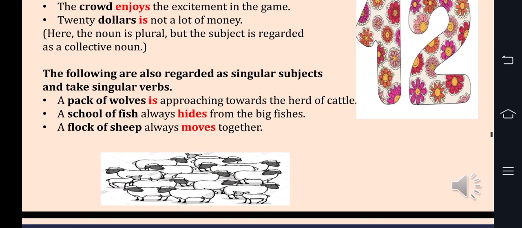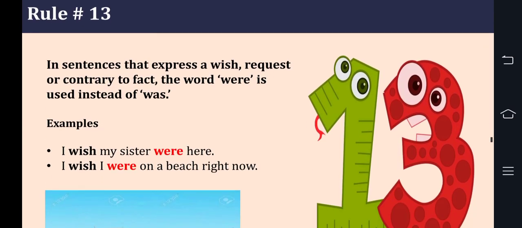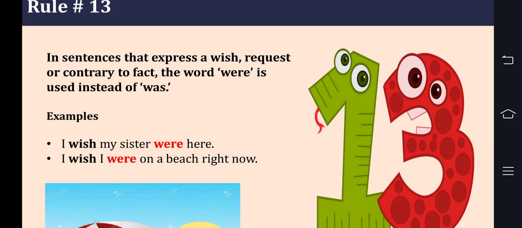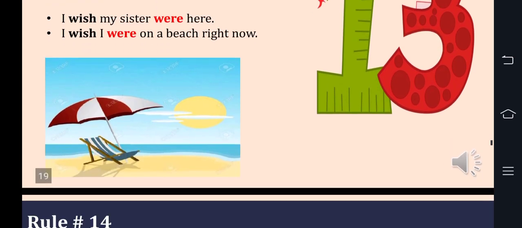The following are also regarded as singular subjects and take singular verbs. A pack of wolves is approaching the herd of cattle. A school of fish always hides from the big fishes. A flock of sheep always moves together. And rule number 13, in sentences that express a wish, request, or contrary to fact, the word "were" is used instead of "was." I wish my sister were here. I wish I were on a beach right now.